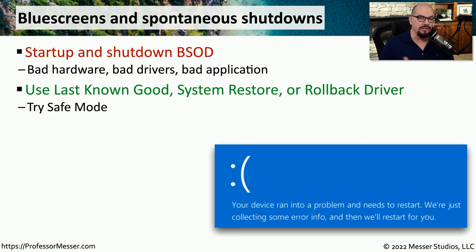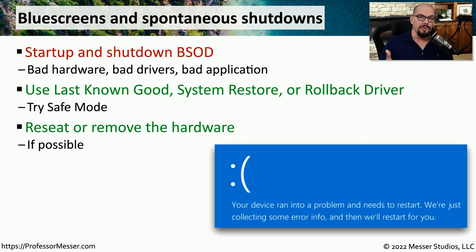If this is a new problem, you may be able to get a previous configuration installed so that your system is back up and running. So you could try the last known good configuration on your system, run a system restore, or roll back to a previous version of the driver that you just installed. You may find that your system is able to boot into safe mode, but not able to boot into a full-blown version of Windows. In that situation, it may help you narrow down where the actual problem may be occurring, since some drivers are loaded during safe mode and other drivers are not.